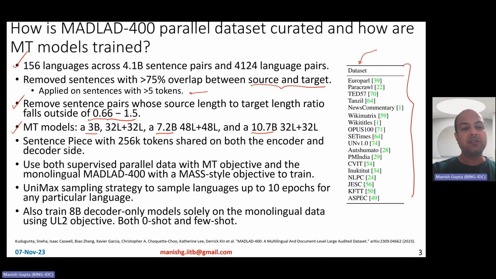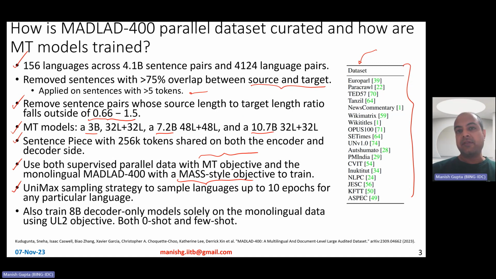They use a SentencePiece vocabulary with 256K tokens, and the vocabulary is shared across languages and between the encoder and decoder sides as well. They train these models on both data sets, the monolingual data set and the parallel data set. On the monolingual data set, they essentially use a MASS-style objective to pre-train the model, and for the parallel data set, of course, they use the machine translation objective. So the pre-training is done in a monolingual and a bilingual way together, with every batch containing about 50% instances from the bilingual objective and 50% instances from the monolingual objective.